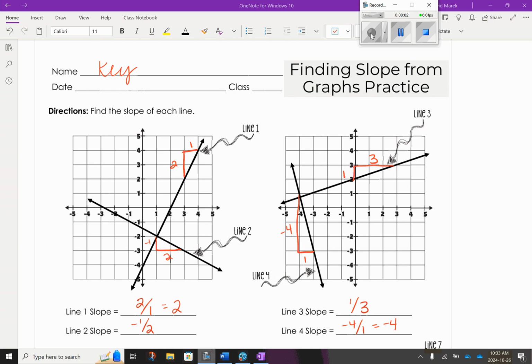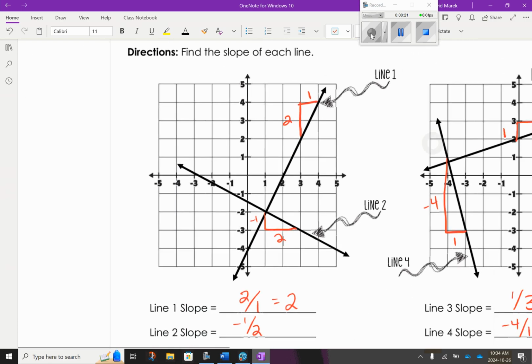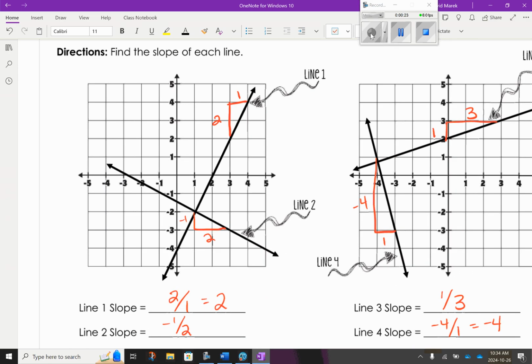Hello, class. When last we met, we looked at trying to find slope from a graph. So let's go through the problems that you did for practice. On the left side here, again, they wanted you to find the slope of each one of those.